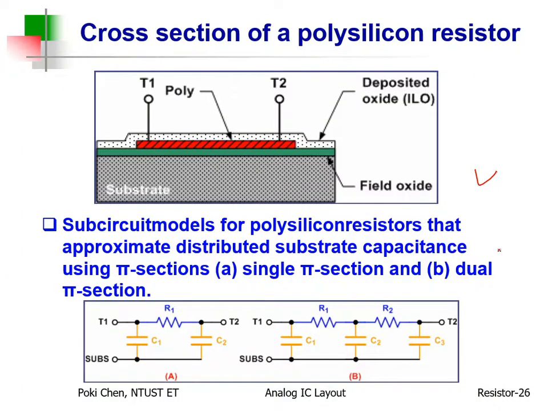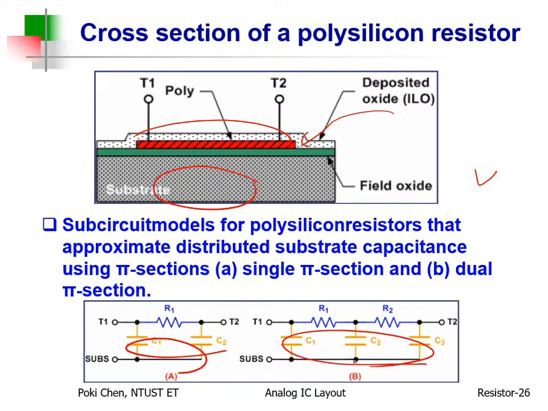Alright, this is a cross-sectional view of the polysilicon resistor. You can see between the polysilicon resistor and the substrate, there is only a very thin gate oxide. So it really means that even though polysilicon resistor is almost the best for resistor on chip, however, you need to pay attention to such kind of parasitic capacitance because, again, it is very close to the substrate.